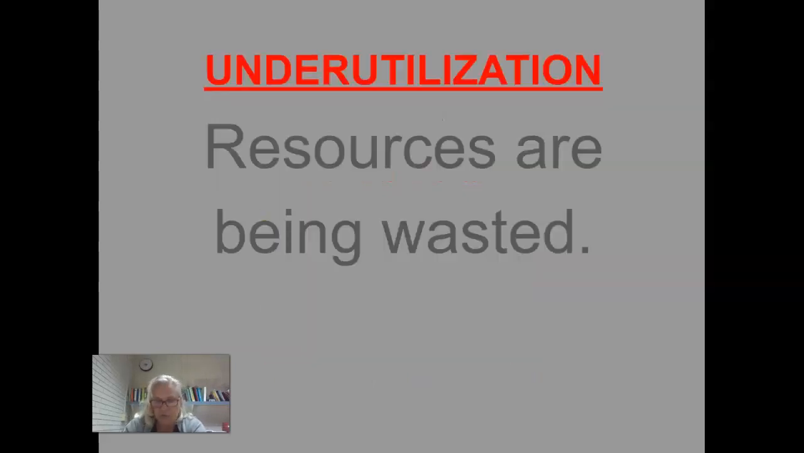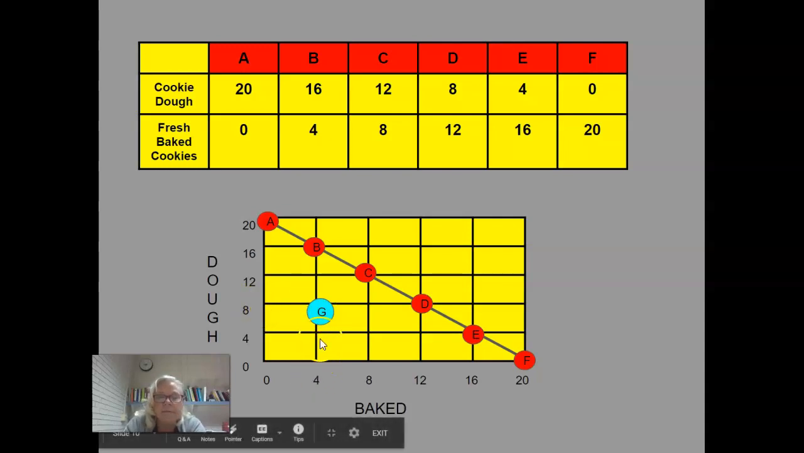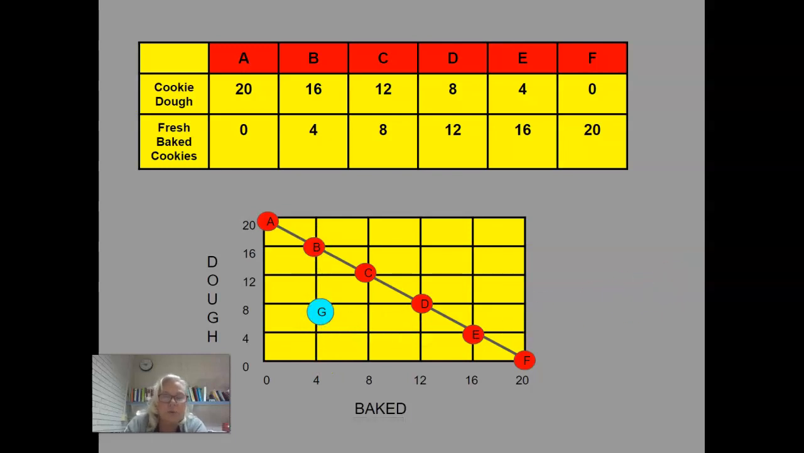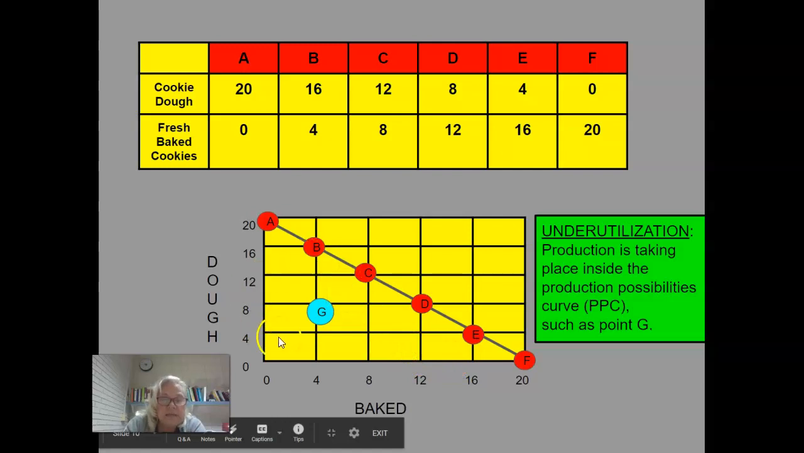Underutilization occurs when a resource is being wasted. So that means when we look at a production possibilities curve, point G here means that there's an underutilization of resources. We're only using 8 balls of cookie dough and we're making 4 cookies. This is far below what the potential is for production of both dough and baked cookies. So underutilization then is going to take place inside the production possibility curve, such as we see on point G.